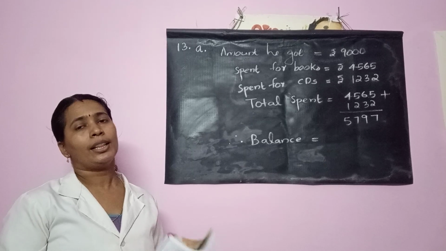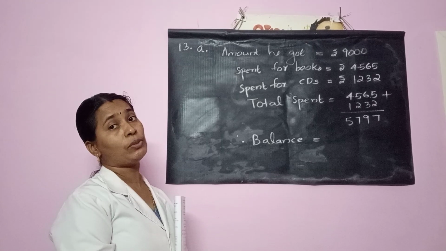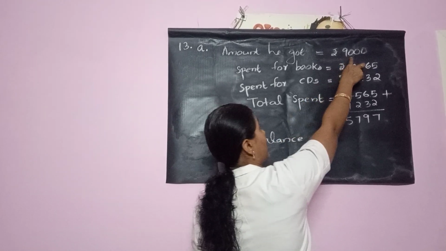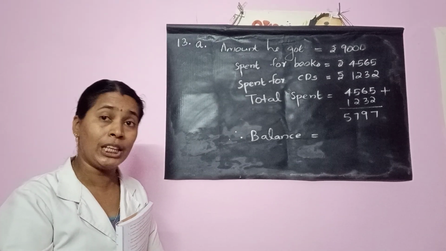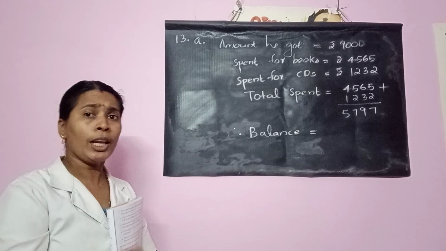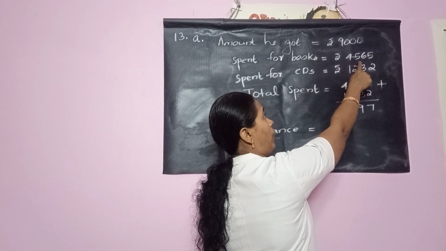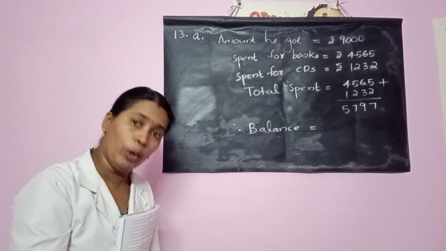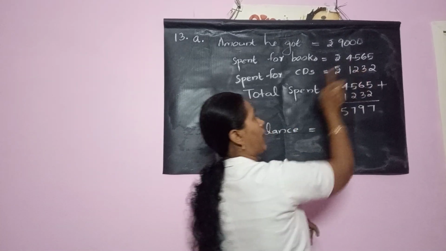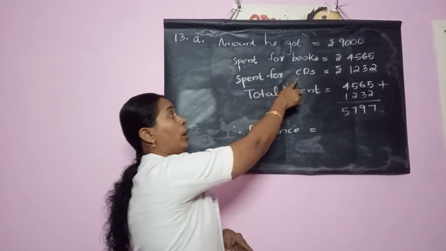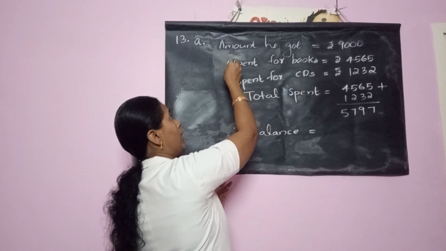In the first question, they told you that Anil got how much rupees from his father? 9,000 rupees. His father gave him 9,000 rupees for buying books. But what did he do? He spent rupees 4,565 for books, and along with books, he spent 1,232 for what? For buying CDs. So these are the two things he bought actually.